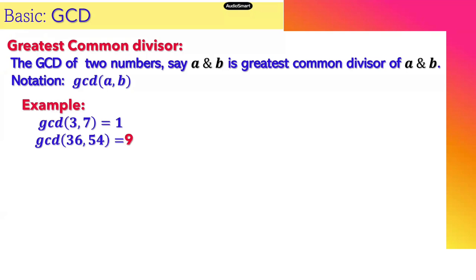36 and 54. If you list the factors of 36 and 54, you'll see that the greatest common divisor is 9. 4 multiplied by 9 is 36 and 6 multiplied by 9 is 54. So the greatest common divisor is 9. 48 and 72: the GCD is 24, because 24 multiplied by 2 is 48 and 24 multiplied by 3 is 72.